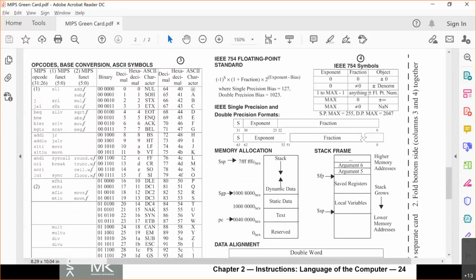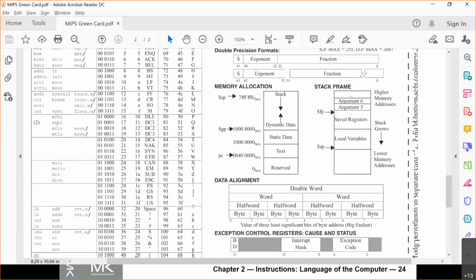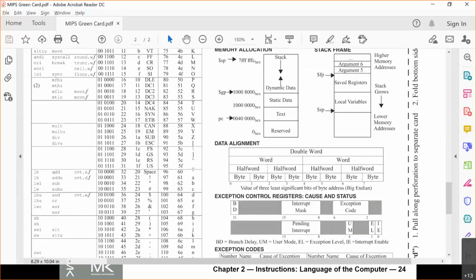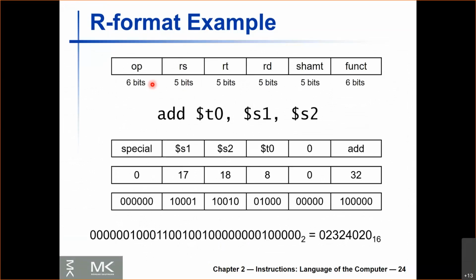So anything in the second column is going to have an opcode of 0, and the funct field is going to be whatever the number of the column is. So in this case, add has a funct value of 32. Oh, okay. Other questions?